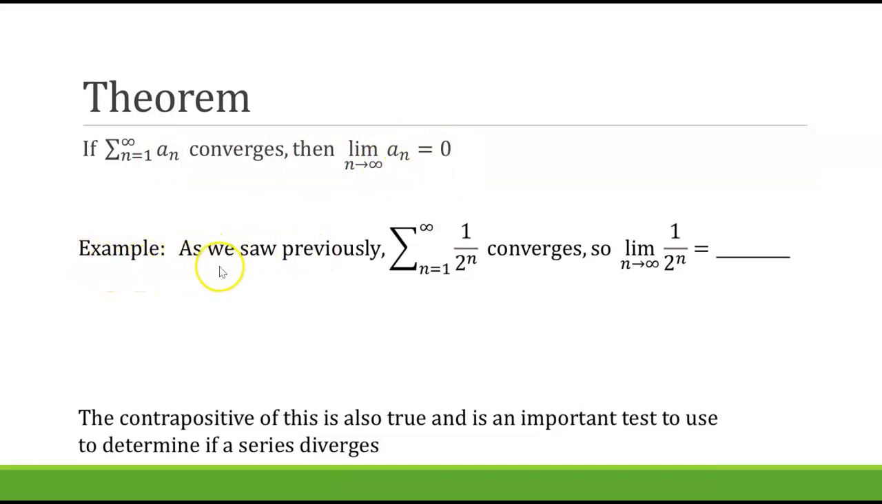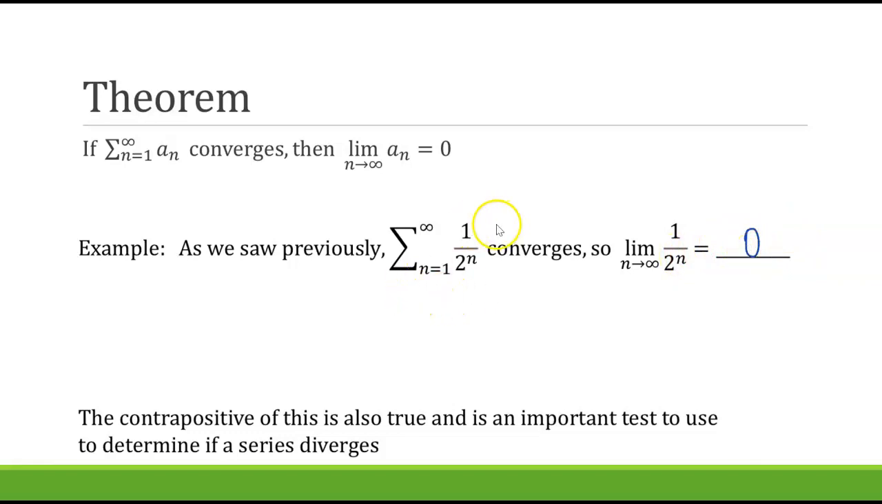So let's take a look at an example. As we saw previously, the sum of n equals 1 to infinity of 1 over 2 to the n, we saw that that converged. We looked at it numerically, graphically, and then we pulled an old pre-calculus formula and showed analytically that it was definitely 1. So what had to happen is that the limit as n approaches infinity of 1 over 2 to the n, this theorem says, has to equal 0. And that's true. Here the top is constant and 2 to the n is growing really, really big, so that overall fraction is getting really small and going to 0.